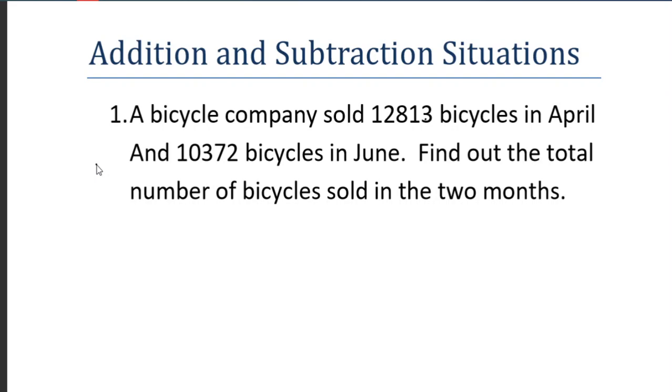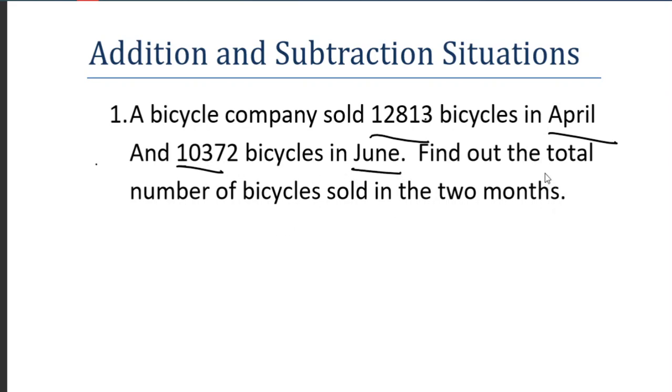Okay children, so read this sum. A bicycle company is there, and this bicycle company sold how many bicycles? 12,813 bicycles in April. Okay children, and what did he give? He gave 10,372 bicycles sold in June.